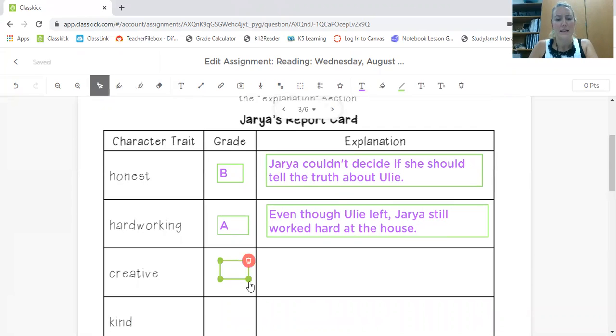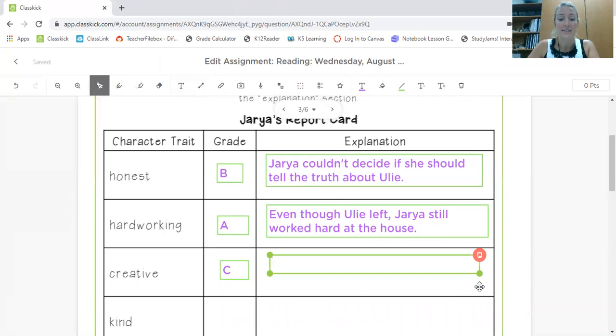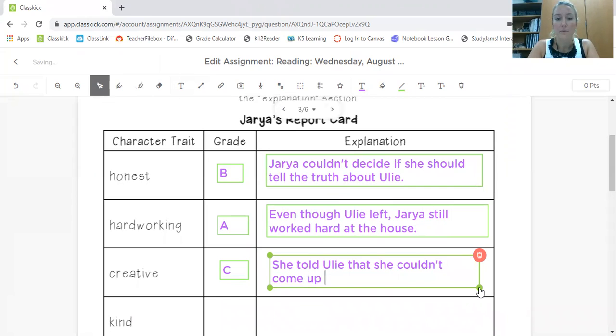So that might be, let's give her a C. We'll give her some grace there. And the example, the evidence, is that she told Yuli that she couldn't come up with an idea like hers, the idea for the jewelry box. And that is possessive, so that has an apostrophe.